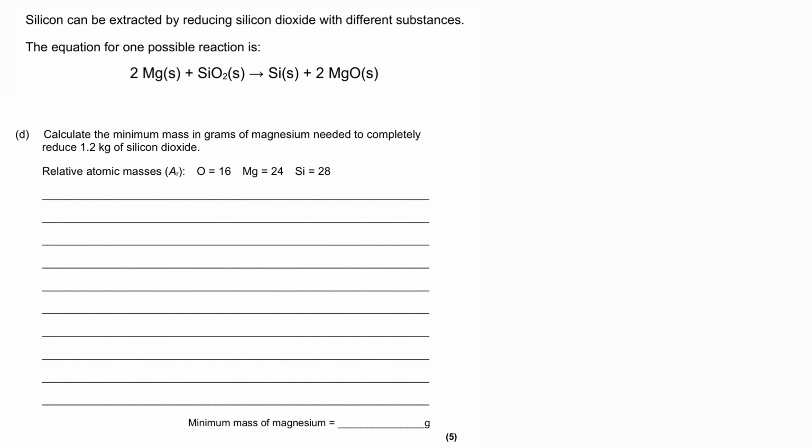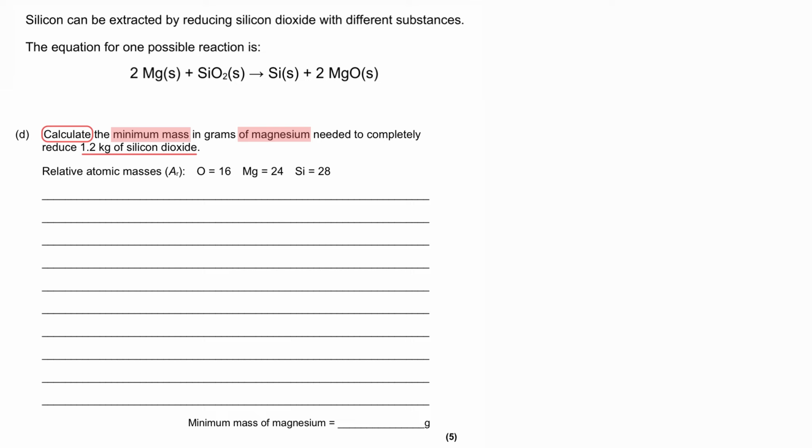Silicon can be extracted by reducing silicon dioxide with different substances. The equation for one possible reaction is 2Mg solid reacts with SiO2, also solid, and produces silicon in the solid state and also 2MgO, magnesium oxide, in the solid state. Calculate the minimum mass in grams of magnesium needed to completely reduce 1.2 kilograms of silicon dioxide.